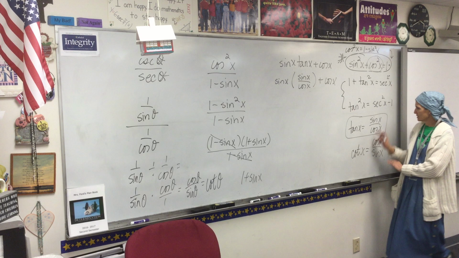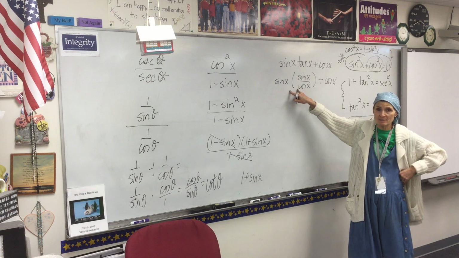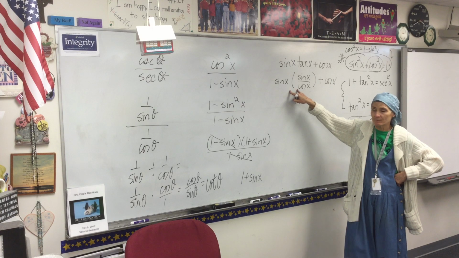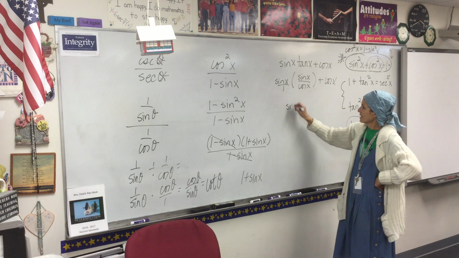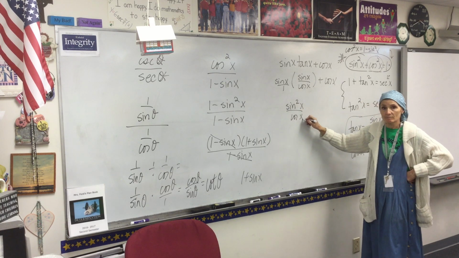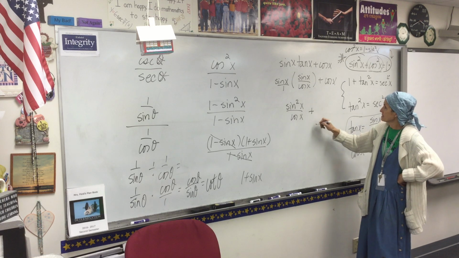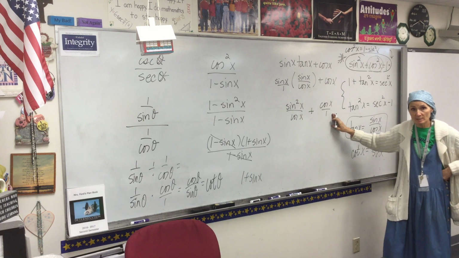So I changed my tangent into sine over cosine. Now these two are being multiplied together, right? So let's multiply these two straight across. So I have sine squared over cosine plus cosine over 1, regular old cosine.